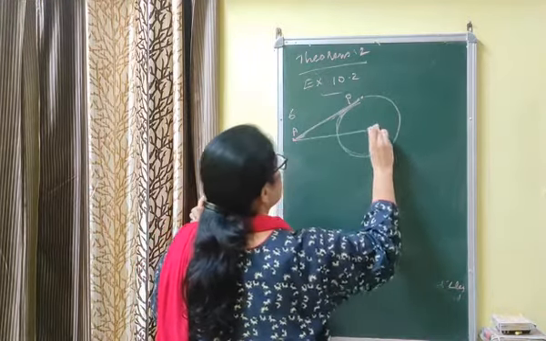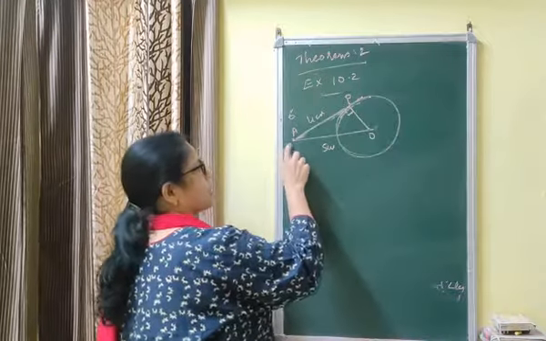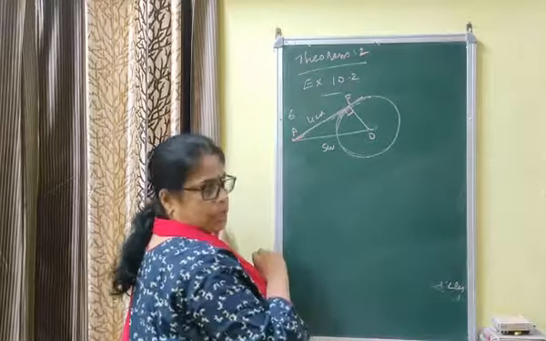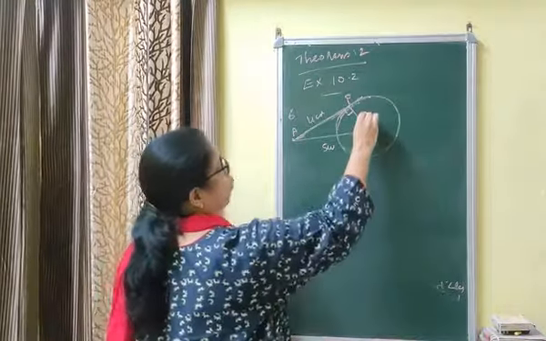What have you been given? A circle, and an outside point A. The length of the tangent from point A, which is at a distance of 5 centimeter from the center. The distance from the center to this point is 5 centimeter, and the tangent length is given as 4 centimeter. You have to find the radius OP.